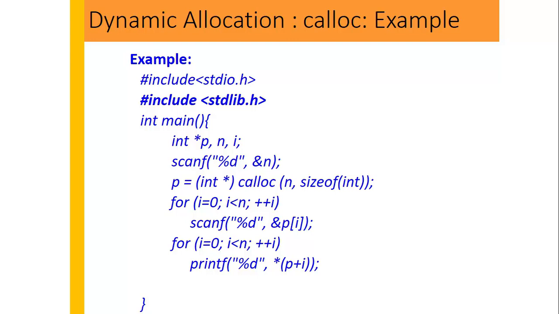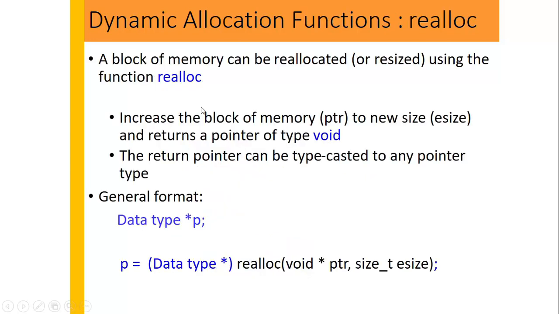Okay, a small catch here: the header file required for all these functions is stdlib.h. So the last function in this particular series is realloc. It also allocates a block of memory. In fact, a block of memory can be reallocated or resized using the function realloc. So it's not for allocating memory, it's for reallocating the memory.